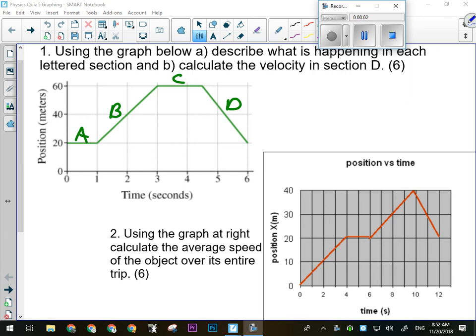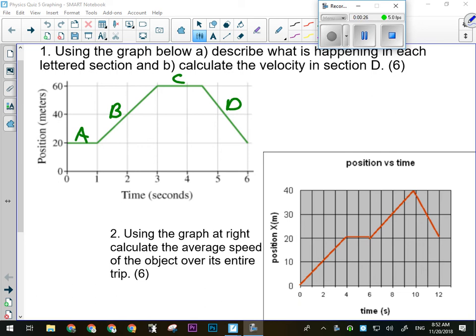So question number 1 we did yesterday. It was our first example of a position versus time graph, and I'm asking you to do exactly what I asked you to do yesterday. What's going on in part A? Okay, it's staying at position 20 meters. It's stopped. I would accept basically anything that implies it's not moving. Okay, good enough for A.